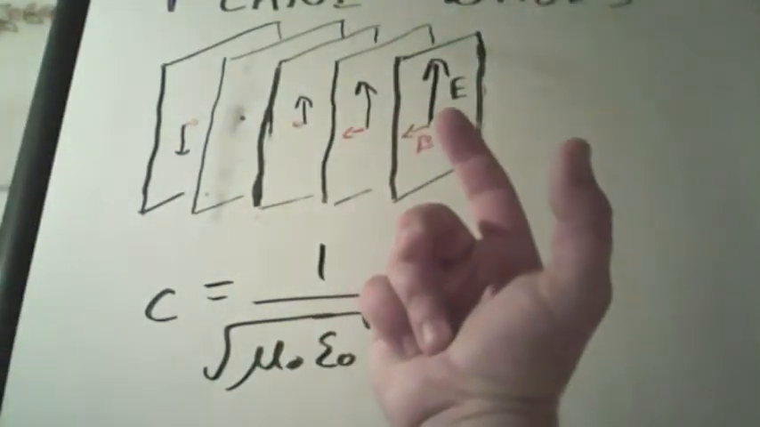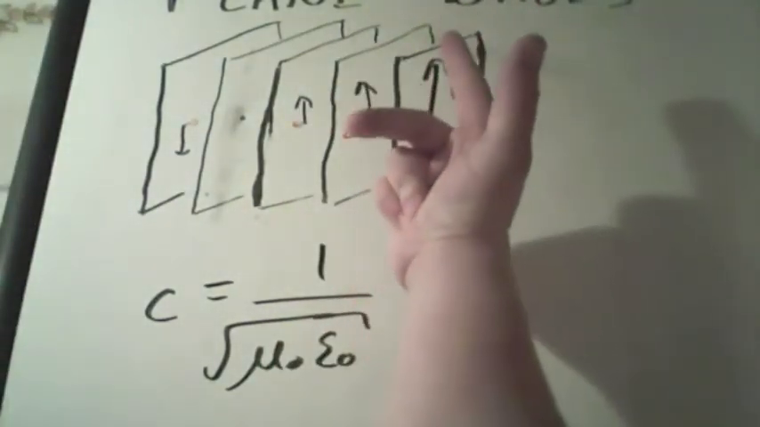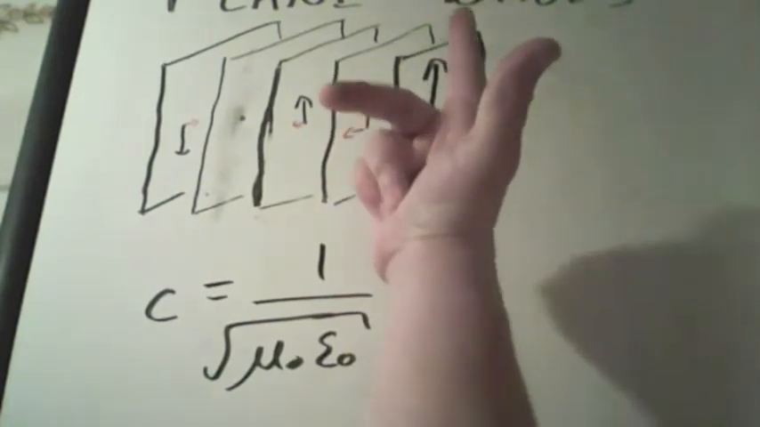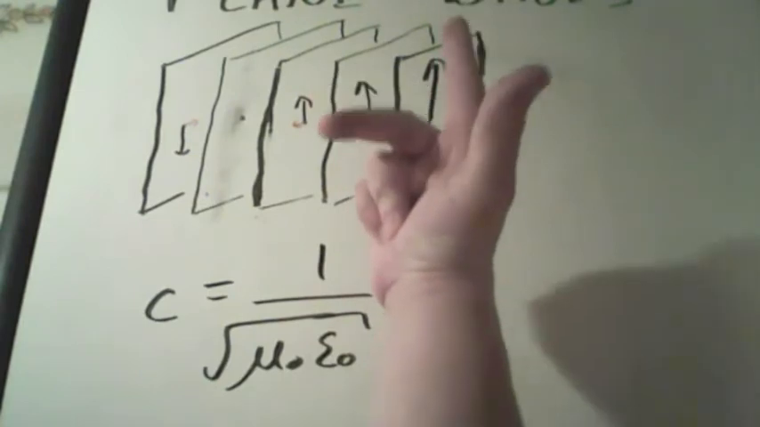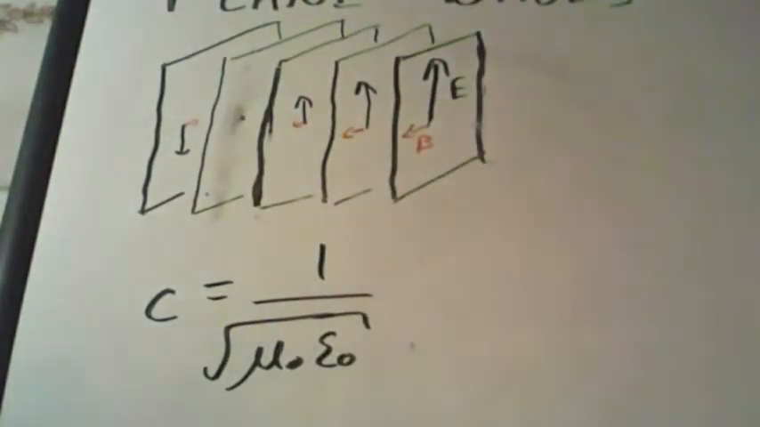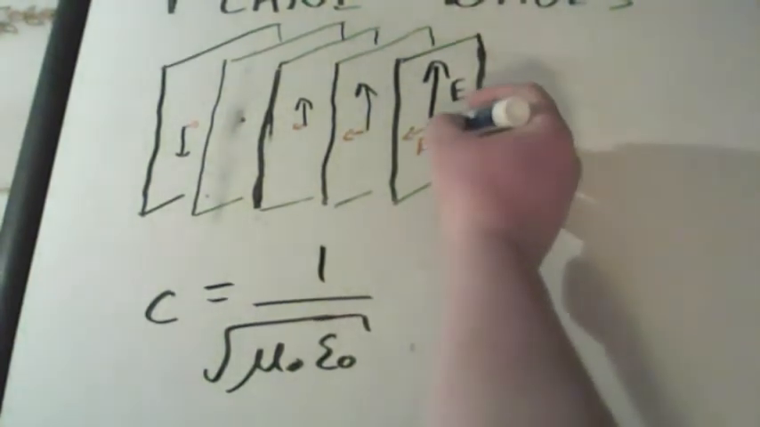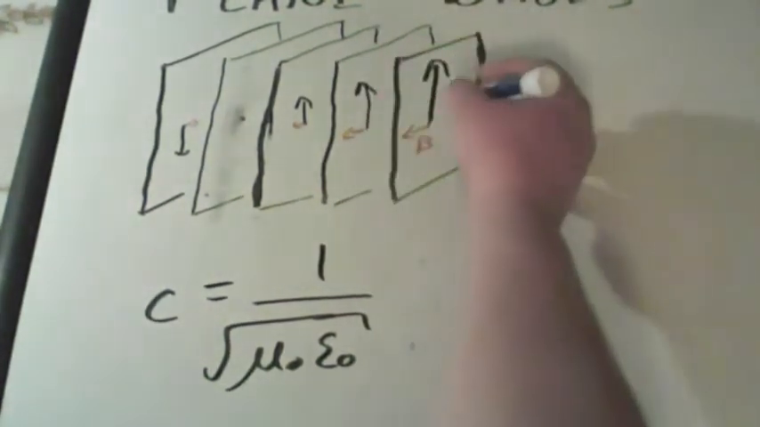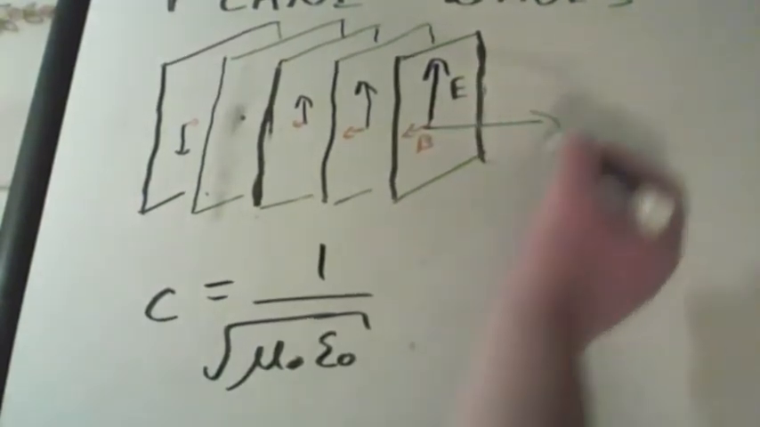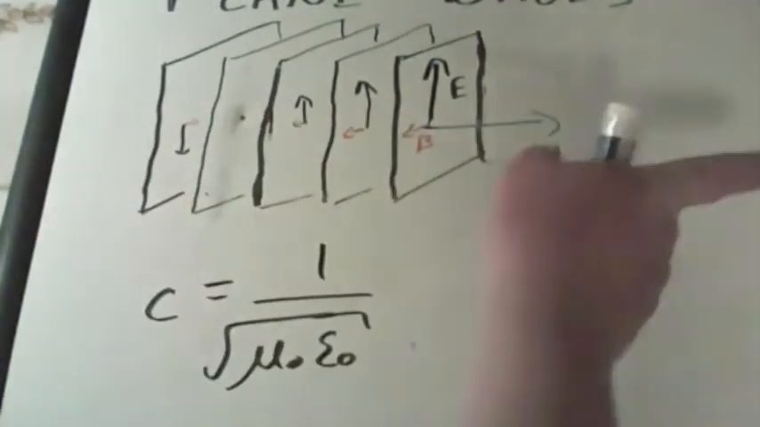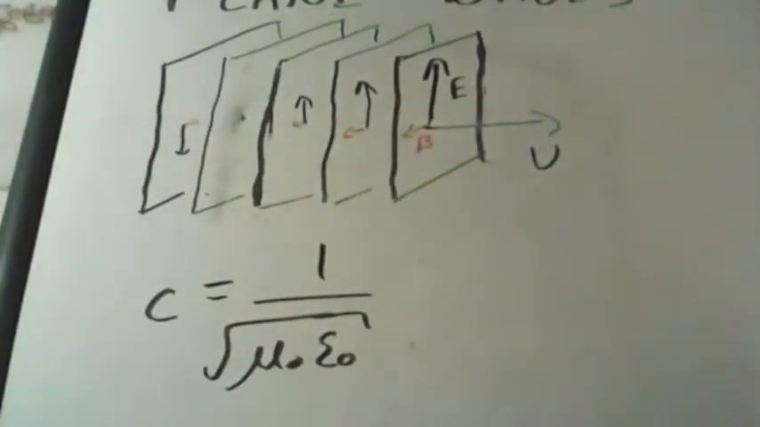The new result here is that you'll also have the direction of propagation. Which way this wave is going is given by a right-hand rule, or perpendicular to that. And so if the electric field's going up and down, the magnetic field goes side to side. The direction of propagation, which way the wave is going, is perpendicular to these sheets of electromagnetic field.